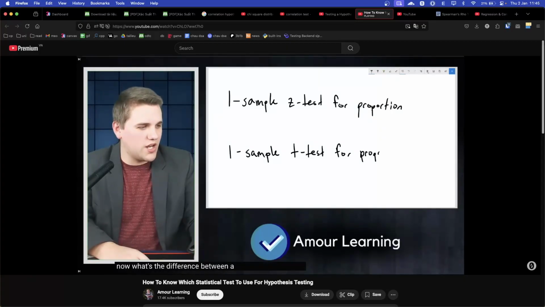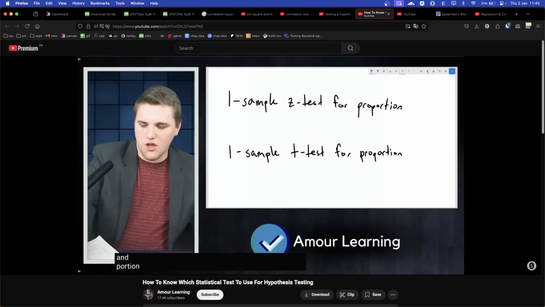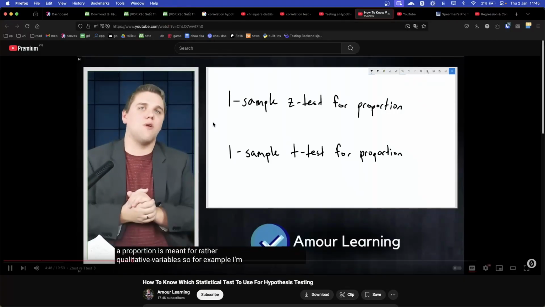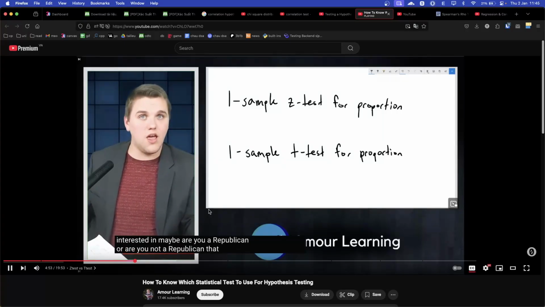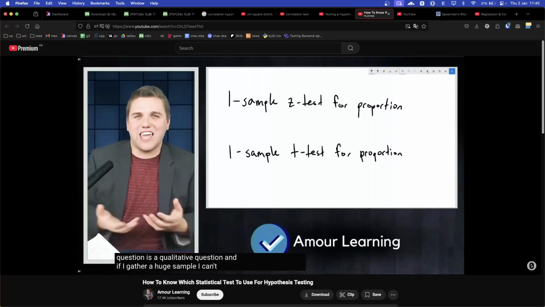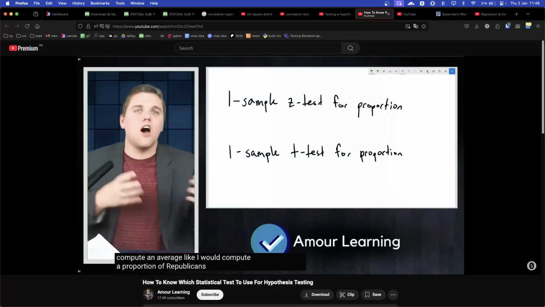Now, what's the difference between a mean and a proportion? Well, a proportion is meant for rather qualitative variables. So, for example, I'm interested in maybe, are you a Republican or are you not a Republican? That kind of question is a qualitative question. And if I gather a huge sample, I can't really compute an average. I would compute a proportion of Republicans.